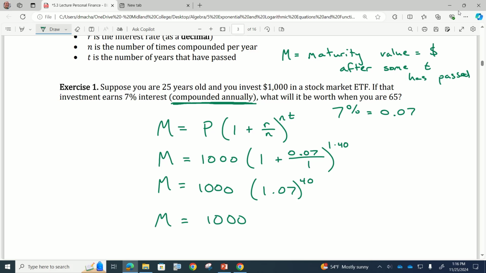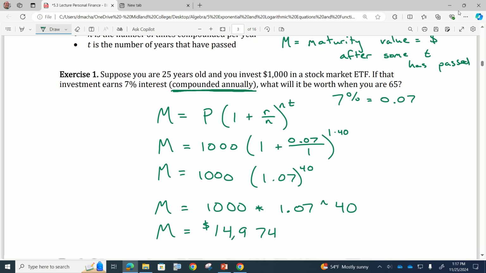try it out if you brought your calculator to class. Only 1,497? I don't think that's right. That's not right. Oh, I put 100 instead of 1,000. Sorry, you said, yeah, $14,974? Cool. Okay.